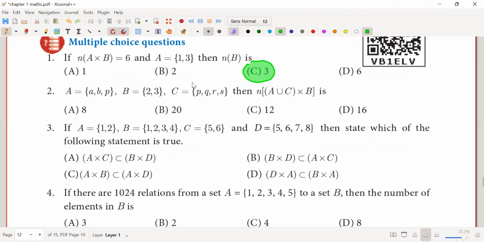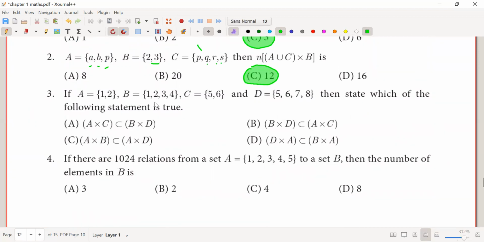First, A union C. All right. So, A, 1, 2, 3. Here, P is already here, so I can't do this. Q, R, S. So, 6. 6 into 2. Okay. Very good. All right. Be careful before answering.